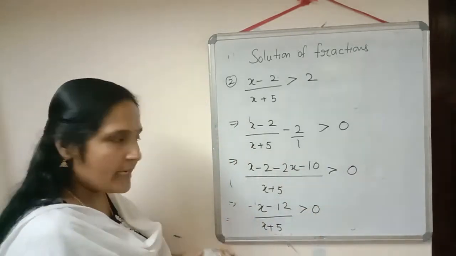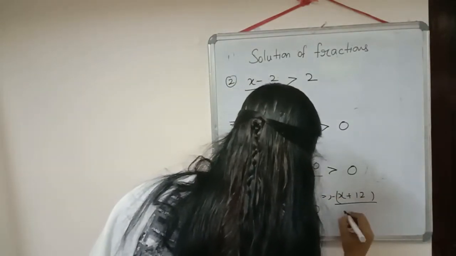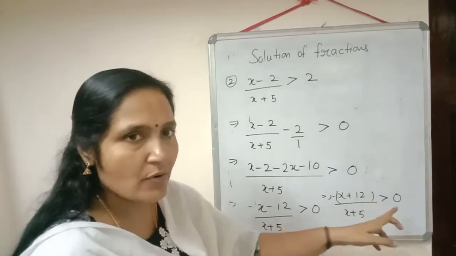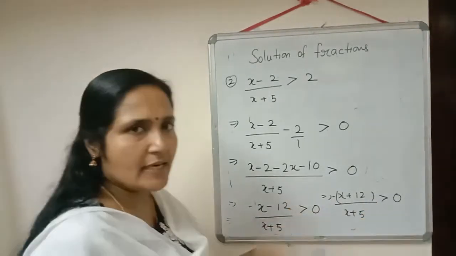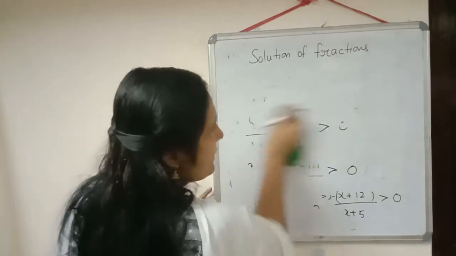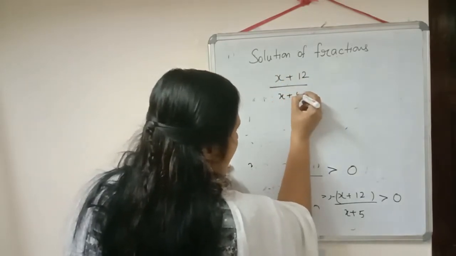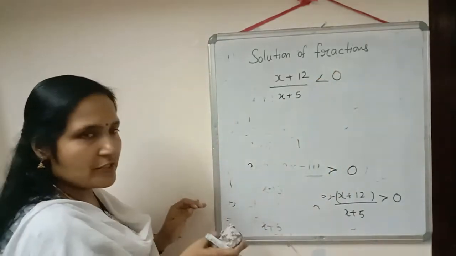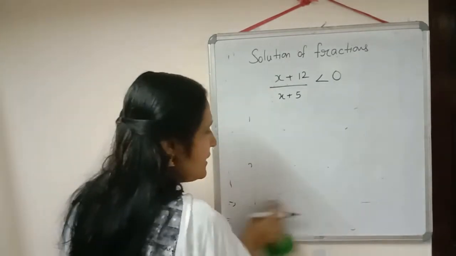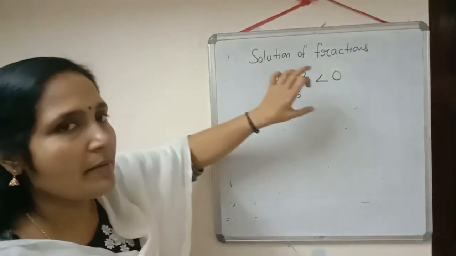If you want, you can take the negative sign outside. Then it will come minus of (x plus 12) by (x plus 5) greater than 0. Now when we multiply the whole by a negative sign, or shift this negative sign to the right hand side, we have to change the sign of the inequality. Then we will get (x plus 12) by (x plus 5) less than 0. So what is the meaning here? Less than 0 means the given rational number is negative.